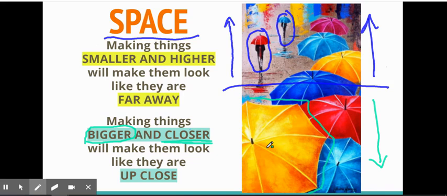This is going to be easier to see in real life. When somebody is walking away from you, you know how they get really, really small as they keep going? And then as they get closer and closer to you, they get bigger, don't they? So the same thing can work in your drawings. If you want something to look like it is far away, you just got to move it farther away from you and make it smaller. Capiche? And then, remember, if you want something to look like it's right up close, you got to make it bigger and put it closer to the bottom.